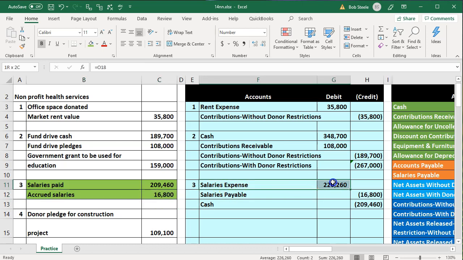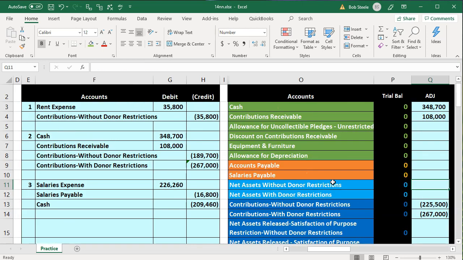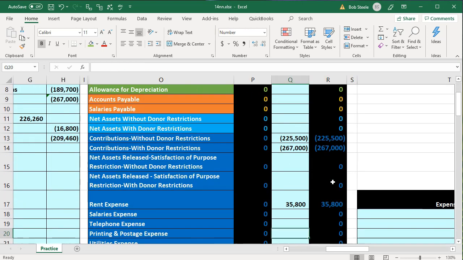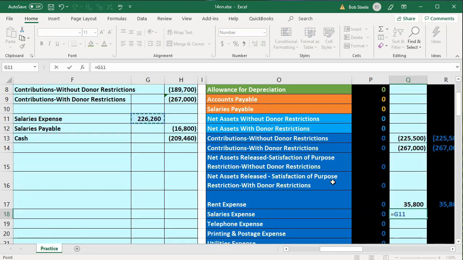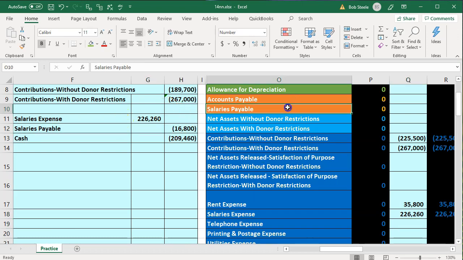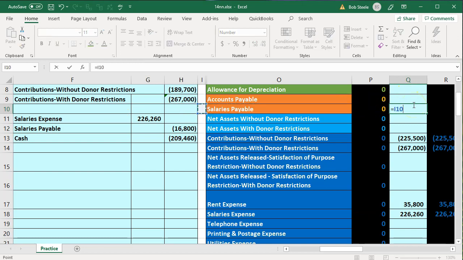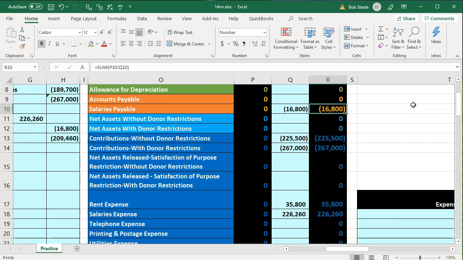So we're going to then record this. We're going to say here's the salaries expense, scrolling back down. Salaries expense, it's in Q18, equals, and then we'll scroll over and pick up the 226,260. Then we have the salaries payable. Salaries payable is going to be up top. That's going to be in Q10. So within Q10, we're going to say equals. Scroll back over to that 16,800. That goes up in the credit direction.